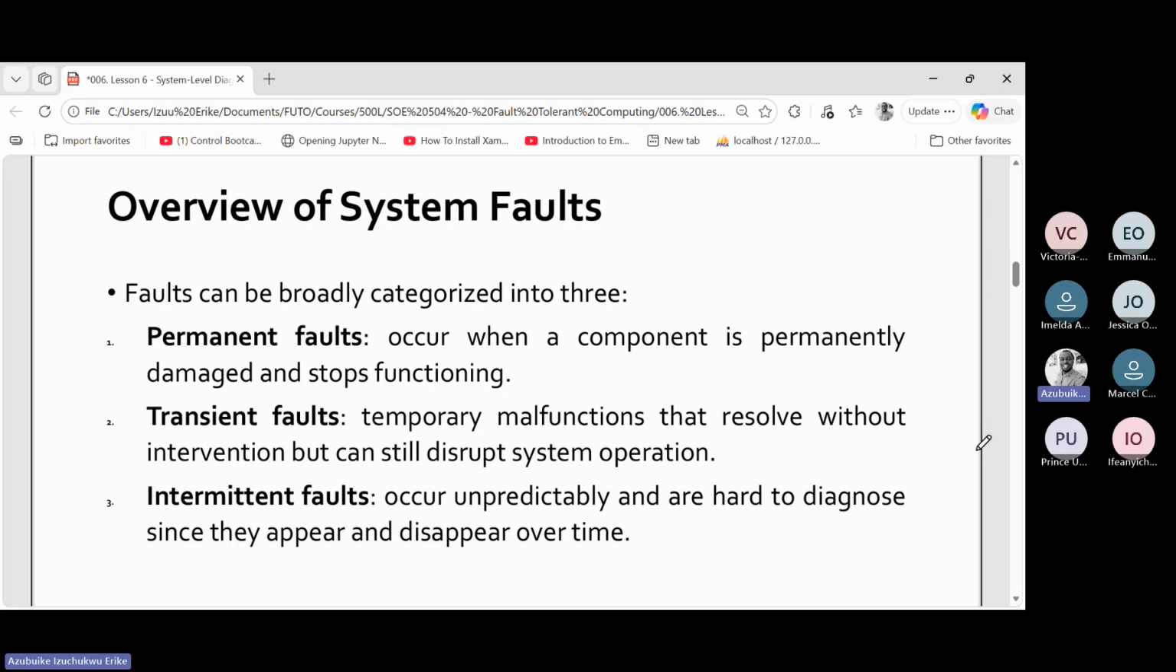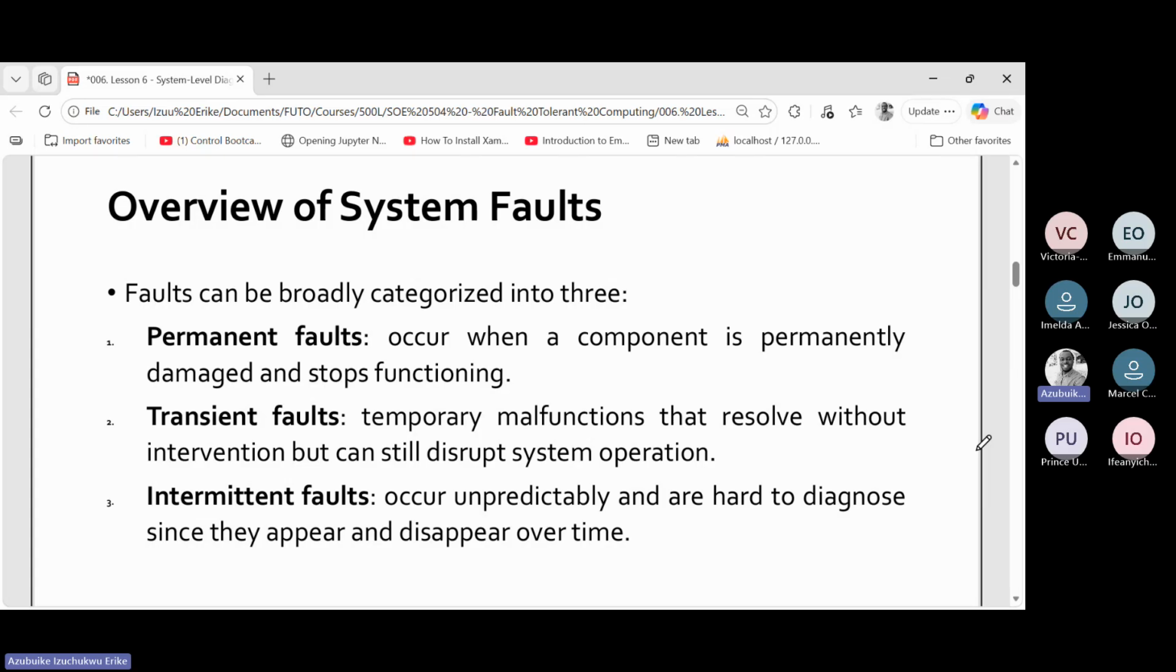We have the permanent faults, which occur when a component is permanently damaged and stops functioning. Like I made mention of your CPU, sorry, your motherboard in a computing system getting destroyed, maybe by thunder. You will not pray to raise it back. You're only going to pray that God gives you money to replace it.